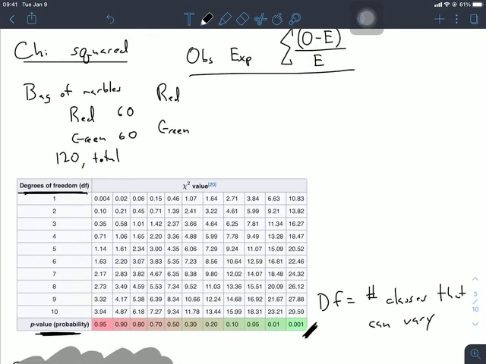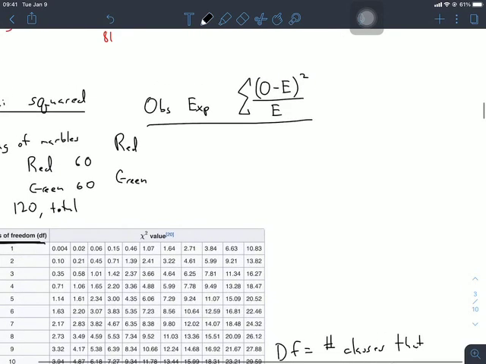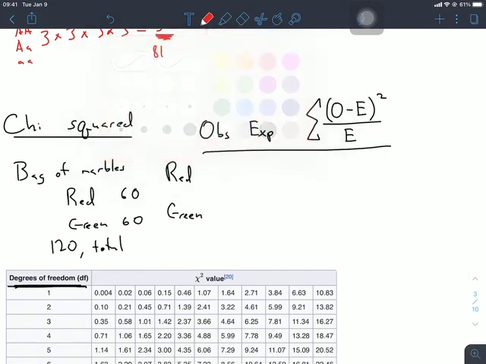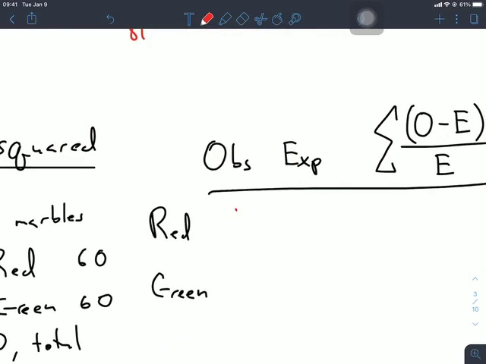Well, here we're going to have the color of the marble being the thing that varies. We're going to be looking at either red or green. And since we have one class of things that varies, our degree of freedom is going to be 1. Now, in order to solve this, let's go ahead and give ourselves some practice numbers here. You can do the same to your colleagues by changing some of these values. We'll say that I pulled out 55 red marbles and 65 green marbles. I would have expected 60 of each.